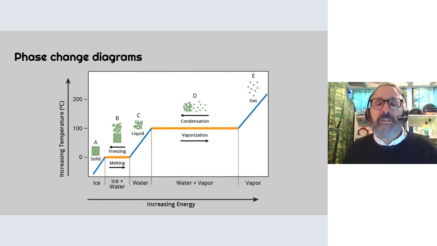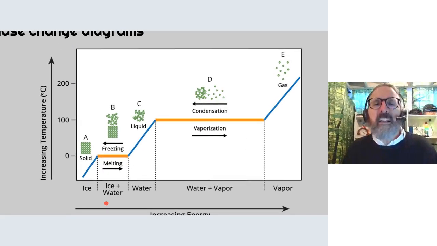So let's take a look at the phase change diagram here. Let me see if I can make this any bigger. Okay, so here is increasing temperature from 0 to 200 degrees Celsius, and this is increasing energy. So we're adding energy. When we start at ice, water in its solid form, this could be anything as far as solids, but we're going to use water because water has a range that's within our manipulation. We can freeze things and boil things.